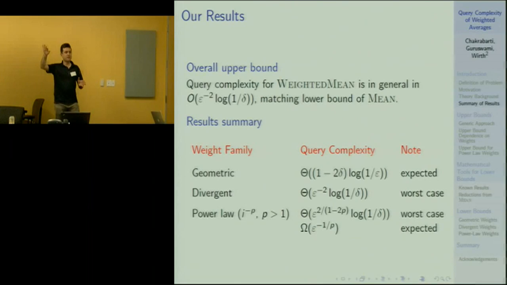No, I understand. If you've got weights that go down very quickly, it's easy because you can look at the things with heavy weights only. On the other hand, if the weights form a divergent series, then it's as bad as the mean. I mean, it would be nice to have a general theory here, but the best we could do is the in-between case with the power law, which is the most interesting one, which converges, but doesn't converge as quickly as the geometric case.